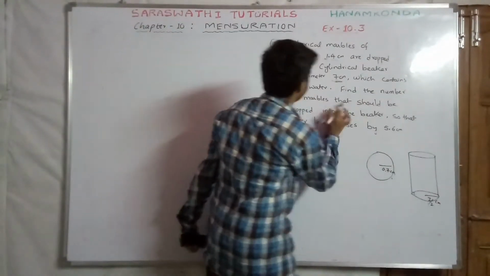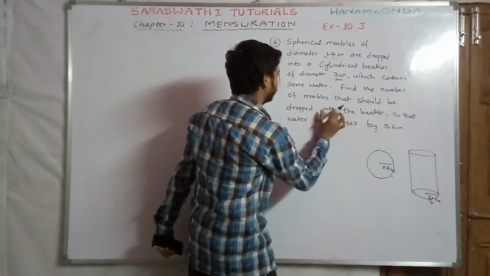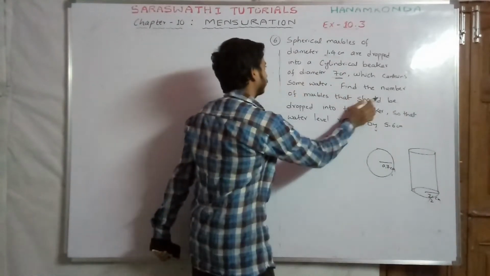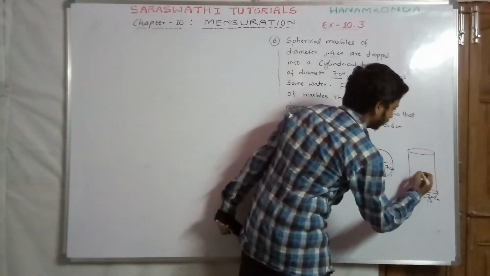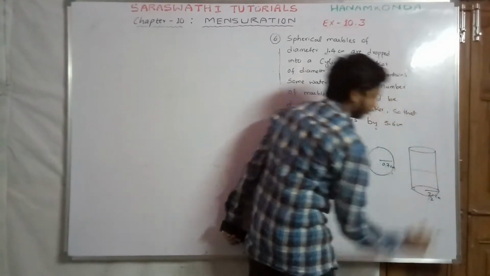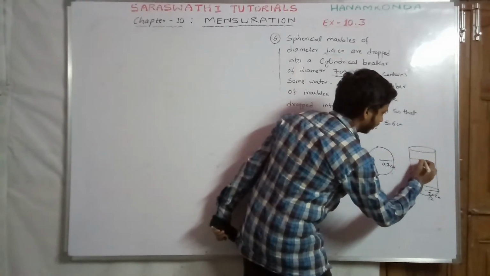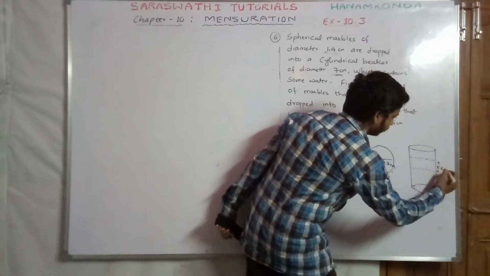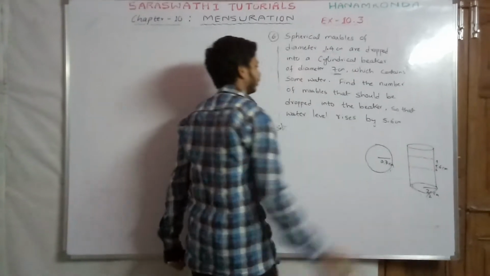Find the number of marbles to be dropped into the beaker so that the water level rises by 5.6 centimeters. Let the initial level of the water be in this position. By dropping the spherical marbles, the water level is raised by 5.6 centimeters. So from here to here, the height is 5.6 centimeters.